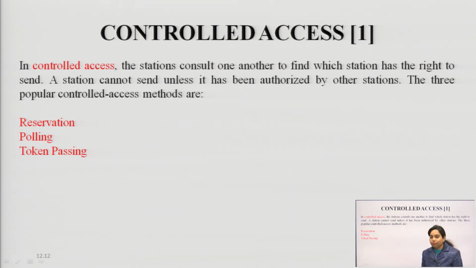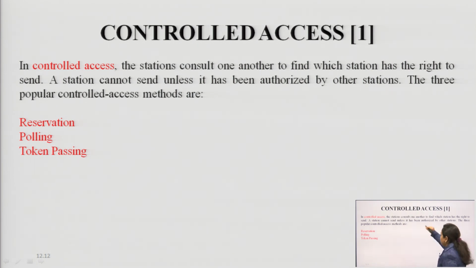Now, next we will move to the controlled access method. What is the controlled access method? In this case, whenever data has to be transmitted over the channel from different stations, some pattern has to be followed. Every station has some access, and it will allow the second station to send the data or not. So, there is some control from one station to another station.